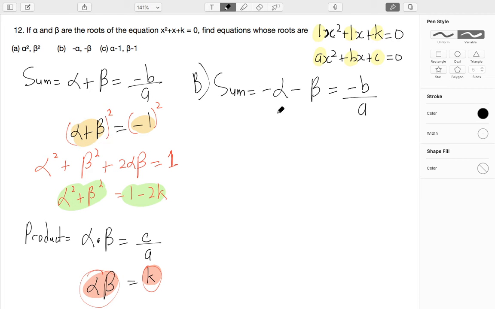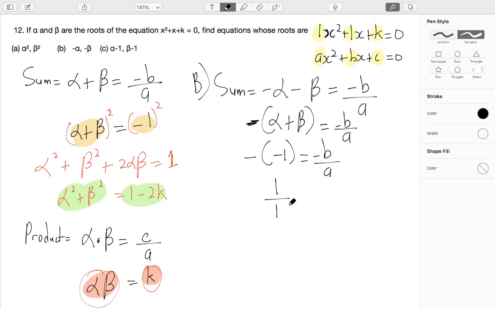I think we can if we factor out a minus 1. So we factor out a minus, and we end up with alpha plus beta. Beautiful. That's equal to negative b over a. Now we can plug in this alpha plus beta, which is minus 1. Then we have minus 1 is equal to negative b over a. So 1 over 1, you can think, is equal to negative b over a, which would mean that a is 1. And if negative b is 1, then b should be negative 1. Right? So now we found a and we found b.